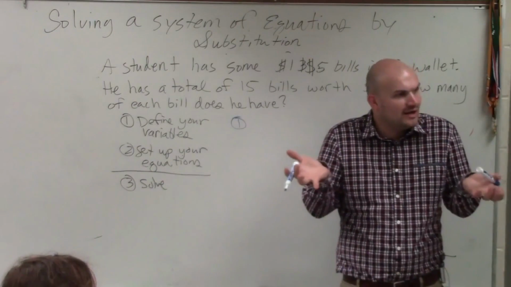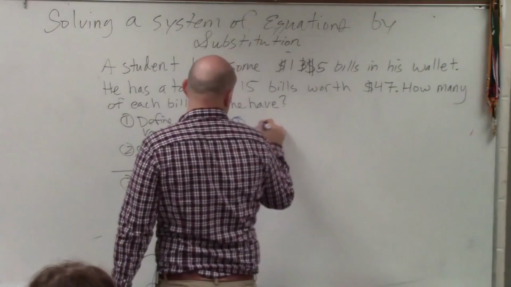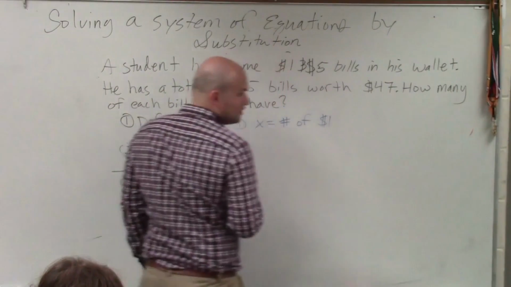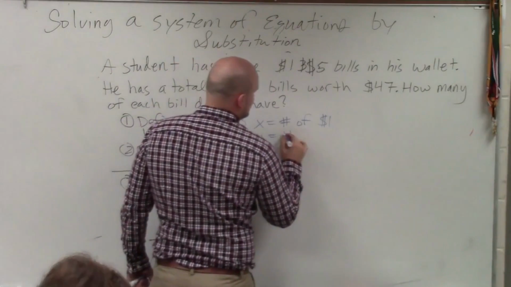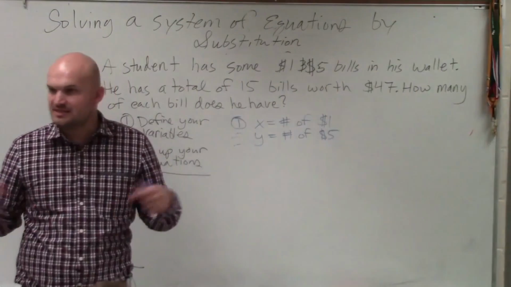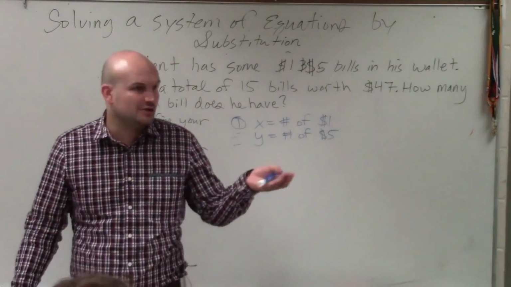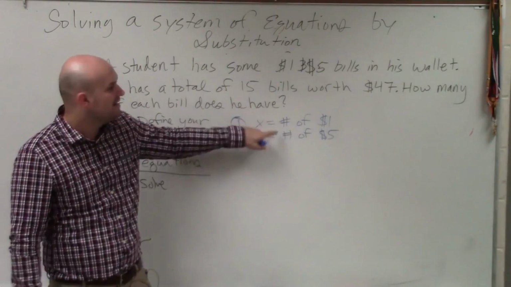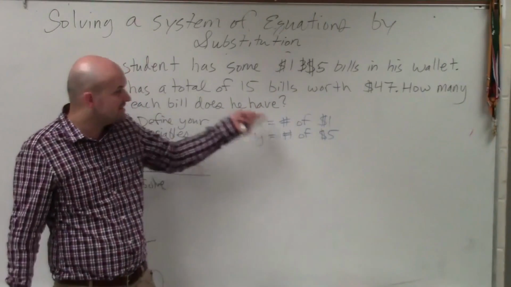Well, he has $5 bills and $1 bills. So I'm just going to say x equals the number of $1 bills, and y equals the number of $5 bills. You could have switched the x and y's. That's perfectly fine. You could use m and n. You could use a and g. Whatever. It doesn't matter what variables you use, as long as you understand they represent how many. So once we find that number, it's going to tell us how many of each.